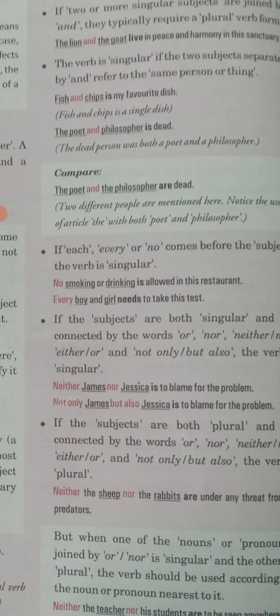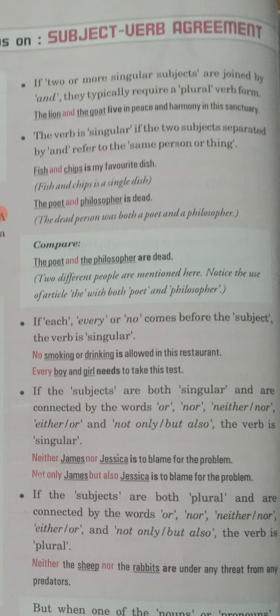Now in the next point there is something different. What is the difference here? Let's find out. Very first, they have said that if two or more singular subjects, it means if two subjects are coming in a sentence, they are not talking about one person, they are talking about two persons. If two or more singular subjects are joined by and, like Rohan and Sohan, joined with and, they typically require a plural form of verb. In that case, we will use plural.